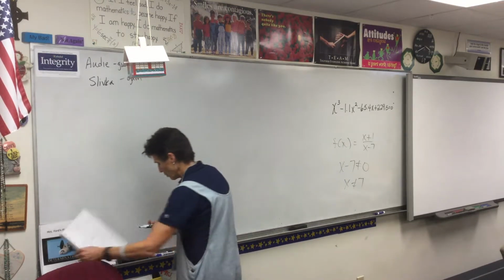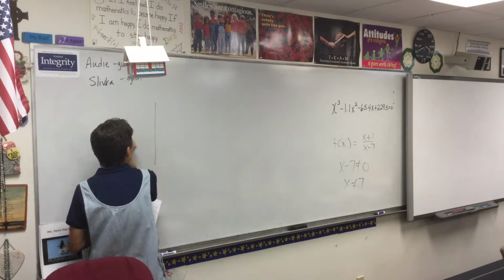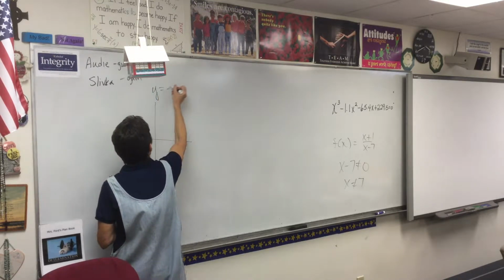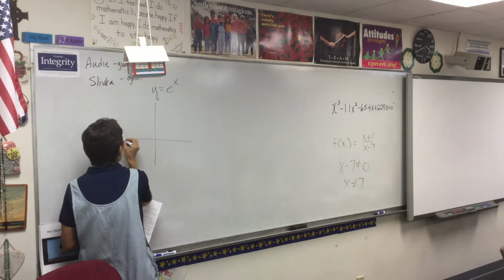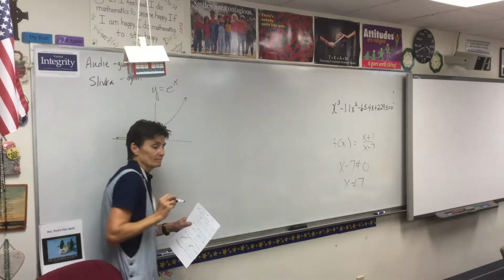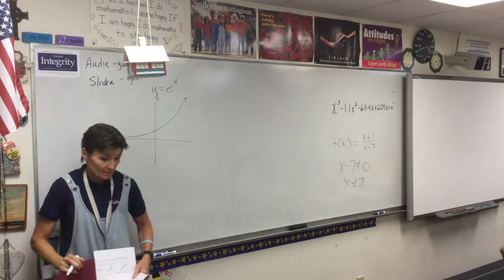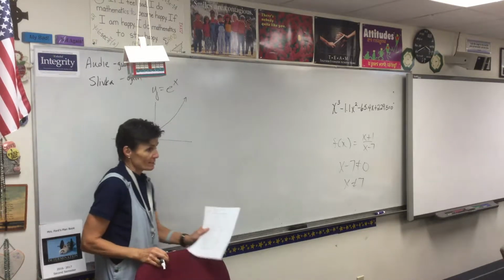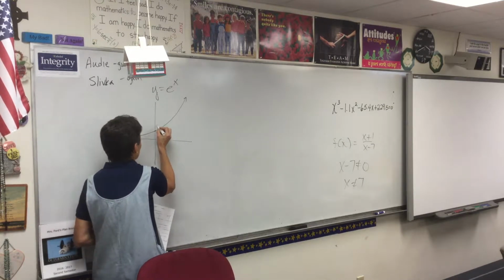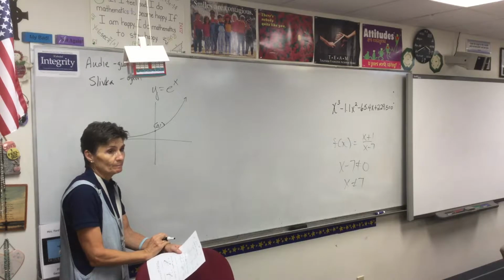So for number 1A, you had to sketch e to the x. Does it look like this? Yes. That's what mine looks like. Do you want us to point? It would be awesome if you did that, but I'm probably not going to take off because I'm a wuss. But it would be awesome if you did that.